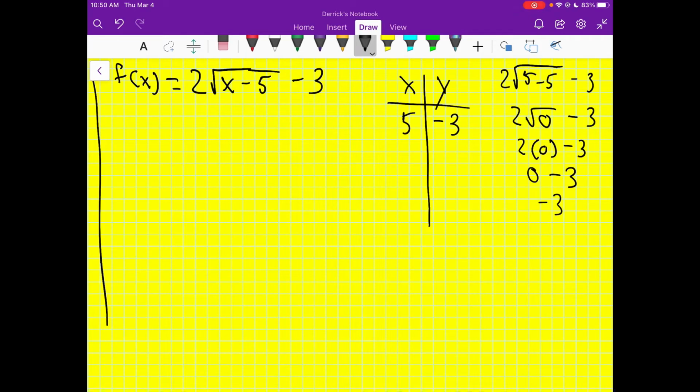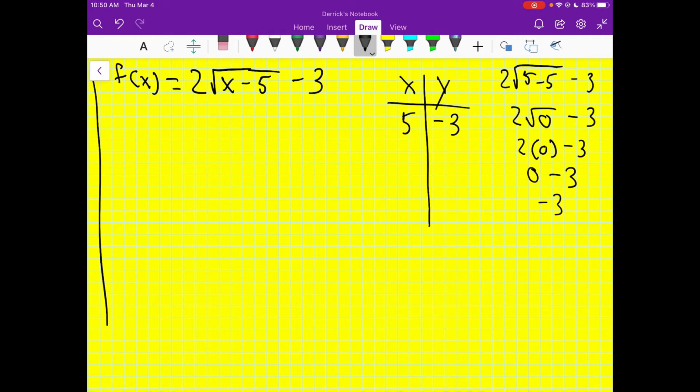Now recognize you could have also found that point from the transformations, because from our transformations we knew it had a shift to the right 5 and a shift down 3. Well, from 0, 0, which is where our parent function started, if we shift 5 units to the right and 3 units down, that would be the point 5, negative 3. So you could have got that point either way. But that's how I'd be thinking of it if you want to graph by an XY table.